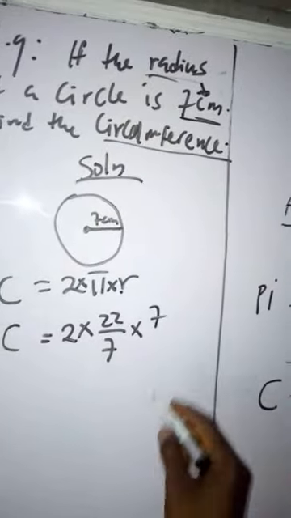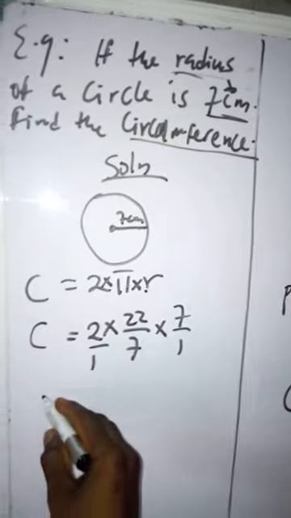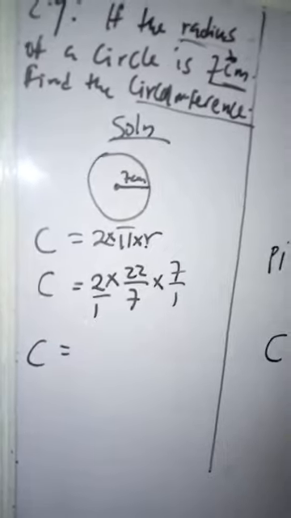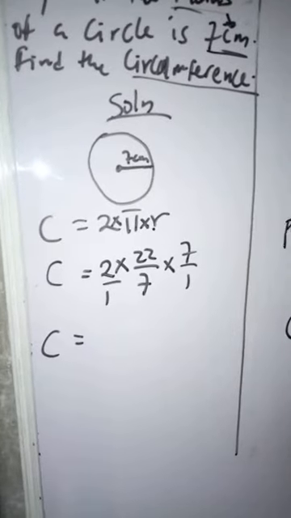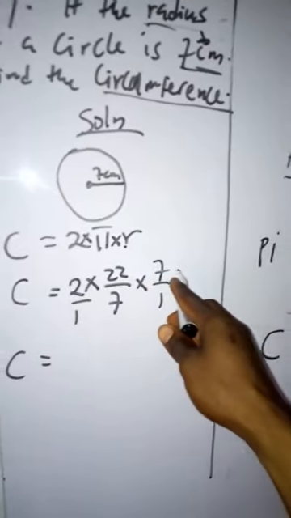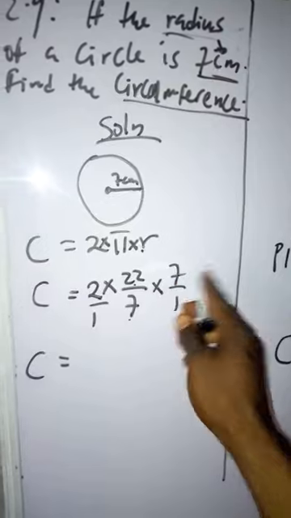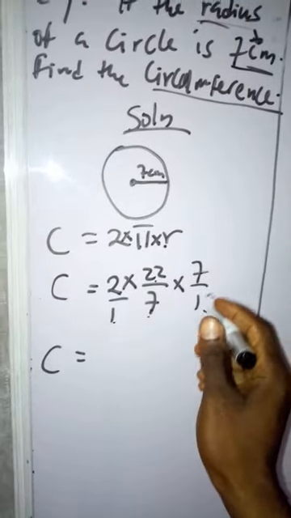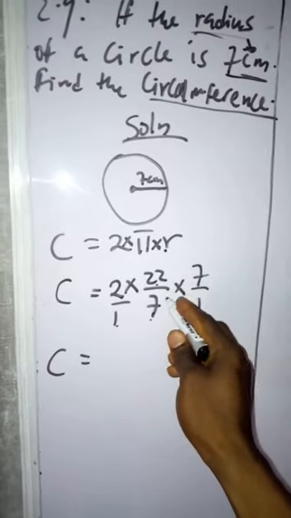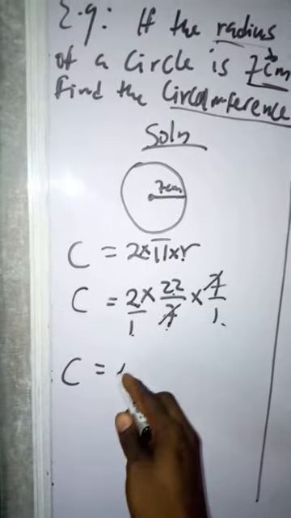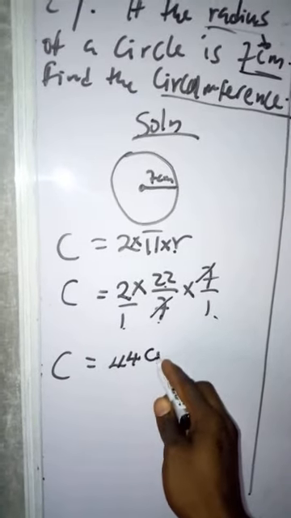Put 7 here. Why don't you put 1? It depends on however you want to solve this. If you are not good at cancellation, which I'll still teach you, you will learn it very well, you are going to multiply all these things together and divide by 7: 2 times 22 times 7 over 1 times 7 times 1. But if you are good at cancellation, which I want you to be, you know that this 7 will cancel this 7. You are going to have 2 times 22, which is 44 cm.